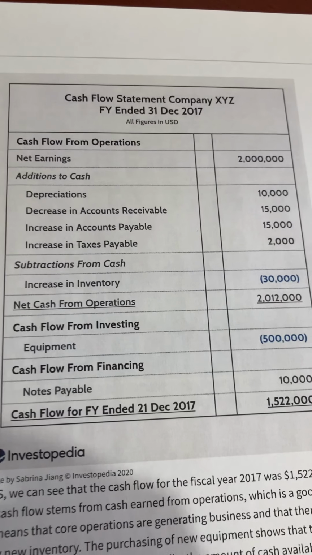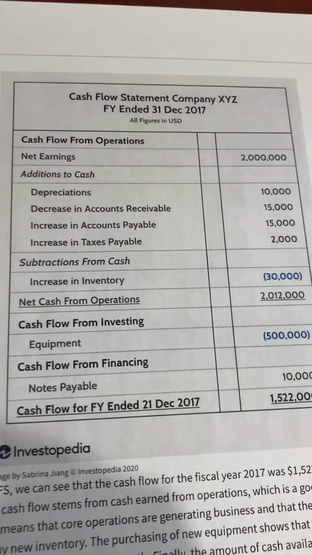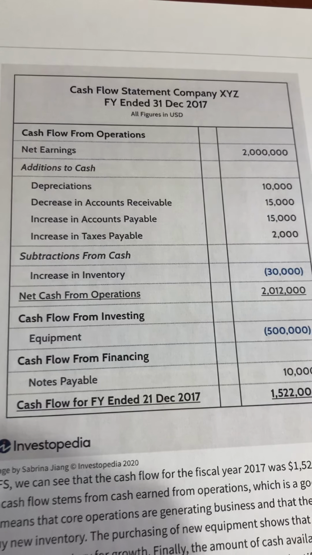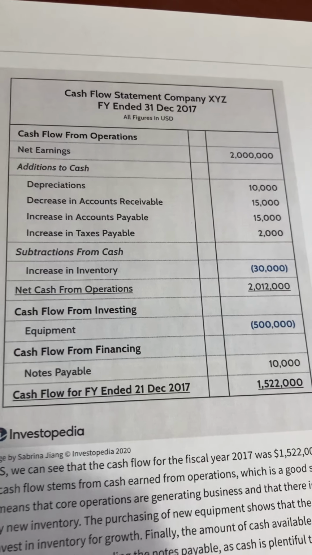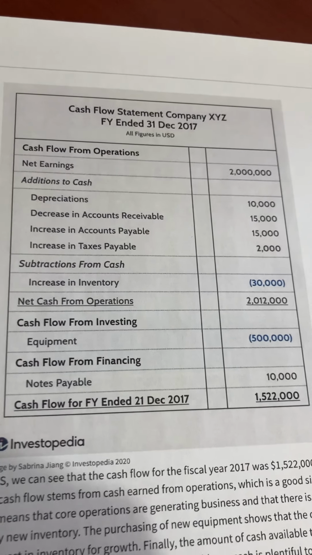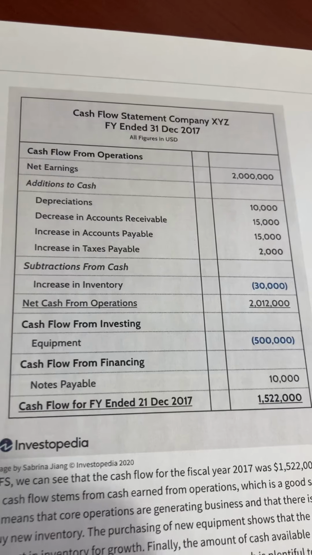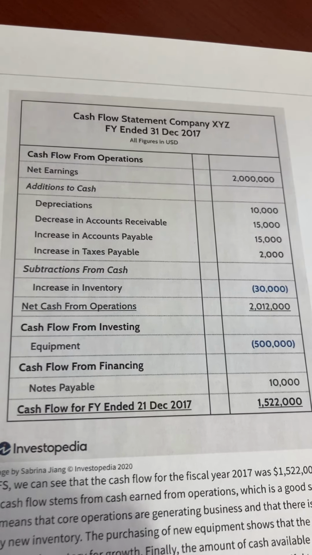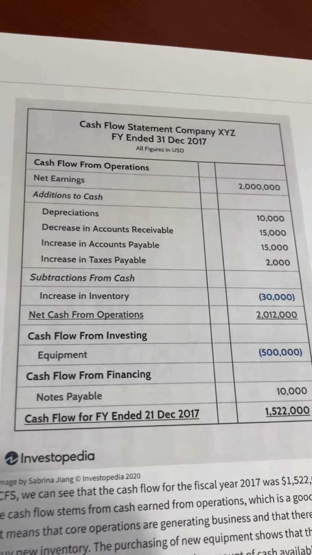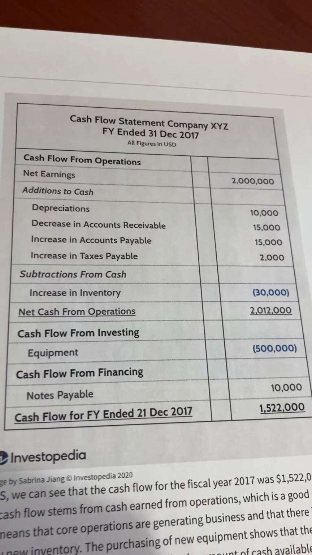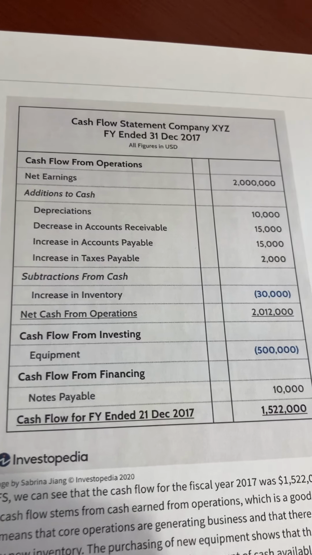Okay, so here it has net earnings of 2 million. This is a little different. They have additions to cash on this one, but first thing I want you to notice is if you look at the bottom, the cash flow ended, it shows a positive number, so that's a plus overall. Okay, back to additions for cash. Depreciation, decrease in accounts receivable.